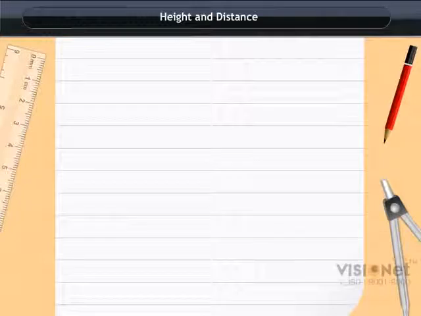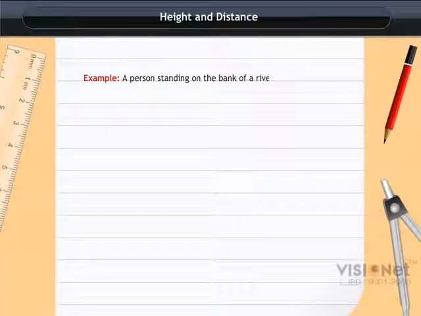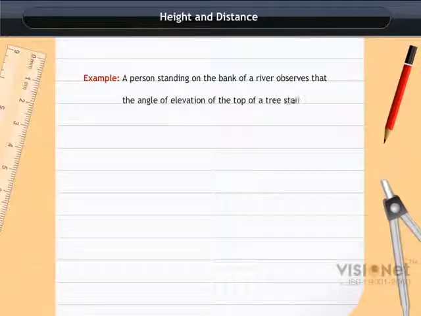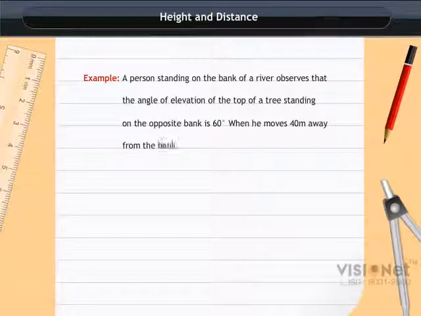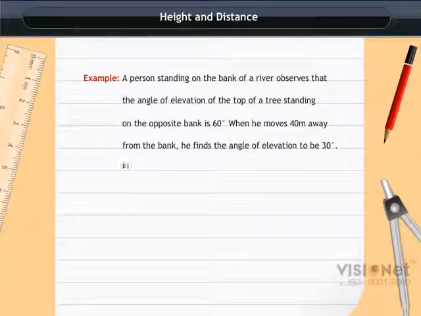Some more examples. Example: a person standing on the bank of a river observes that the angle of elevation of the top of a tree standing on the opposite bank is 60 degrees. When he moves 40 meters away from the bank, he finds the angle of elevation to be 30 degrees. Find the height of the tree and the width of the river.